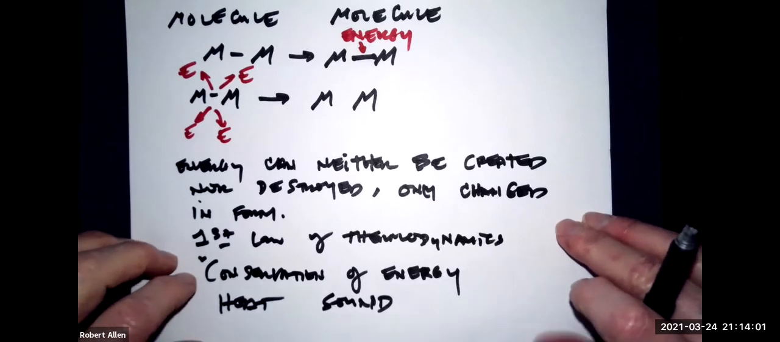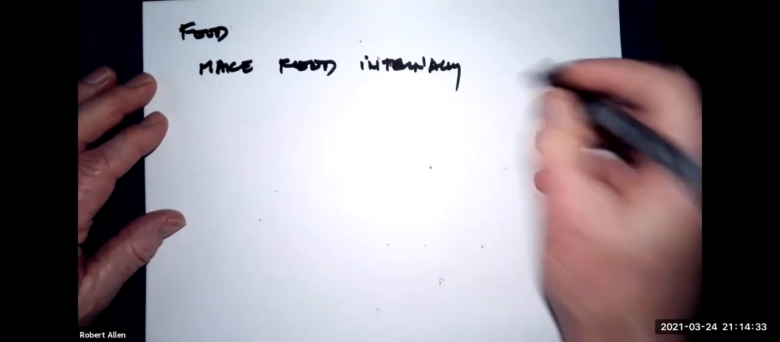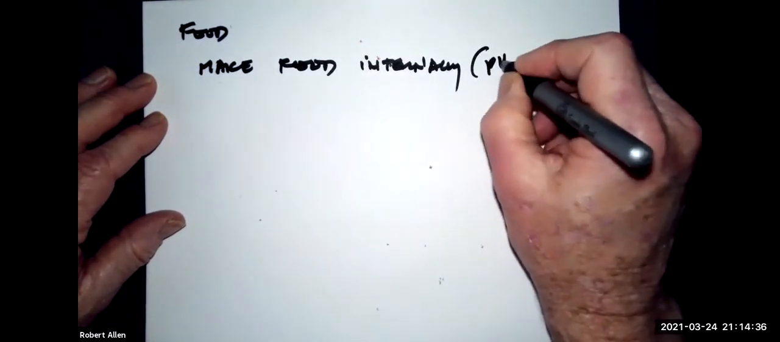All right, moving on. Let's consider food, because now we're getting closer to what the lab is really about. All living things need to eat. Now, to obtain that food, they either make the food internally through a process called photosynthesis.